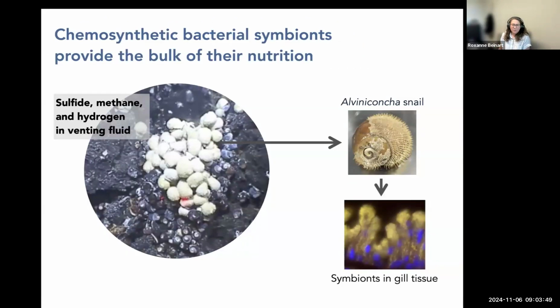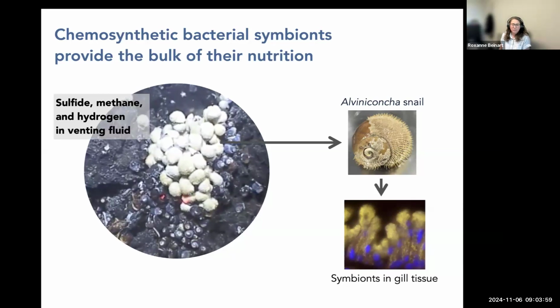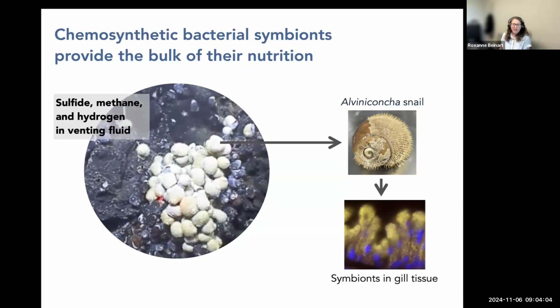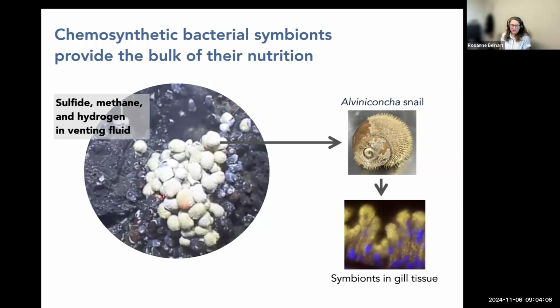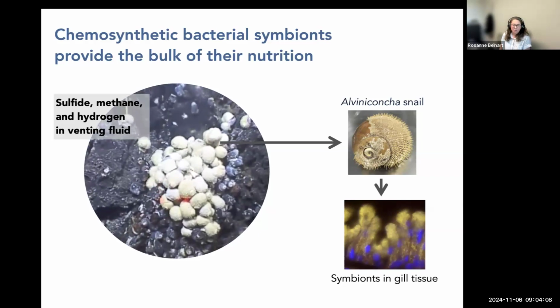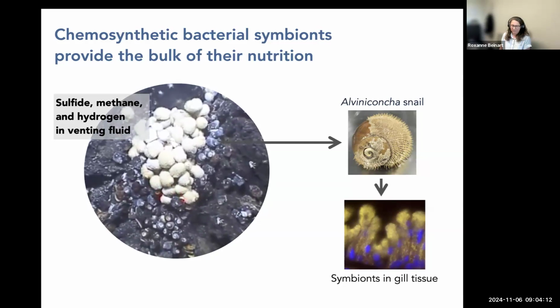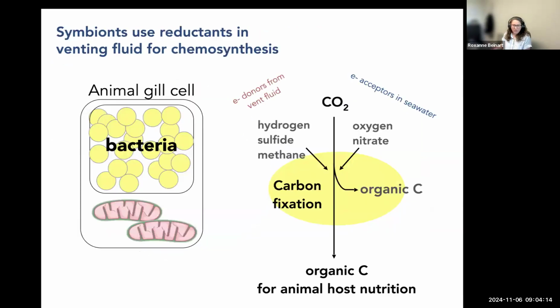These animals are hosting bacterial symbionts in or on their tissues that are using the chemical energy that's in the venting fluid. Here you can see a group of animals, snails, clustered around a diffuse flow where there's flow coming out at the top of this video. This fluid has sulfide, methane, and hydrogen in it that provide energy for the bacteria that are living inside the gill tissue of these snails. These symbionts are using the reductants in the venting fluid for energy for chemosynthesis.